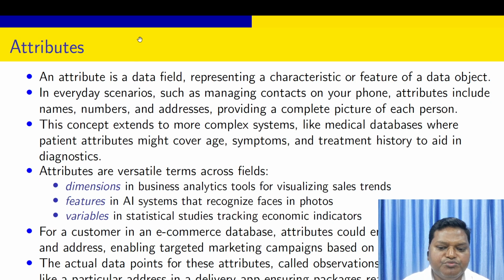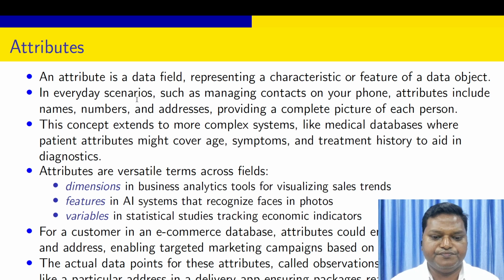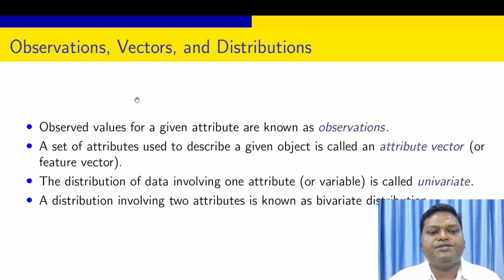So you know that an attribute represents or describes the given data entity. And the values of the attributes we observe are called observations. For example, you have an attribute called temperature. The values may be today the temperature is 20, tomorrow it is 25, then it may be 22. All these 20, 25, 22 are called observations. And when you have this set of attributes as a vector, we call that an attribute vector.